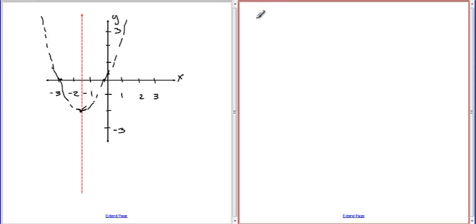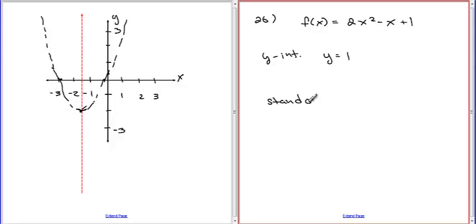Okay, 26. Okay, another one that is not in standard form. So we're going to have to do that. 2x squared minus x plus 1. So first thing you know is the y-intercept is y equals 1. If you set x equal to 0, these two terms go to 0, so you get y is equal to 1. Again, we'll do the x-intercepts later, but we're going to first put it in standard form.